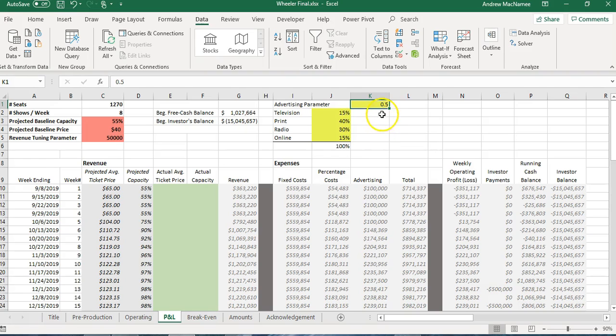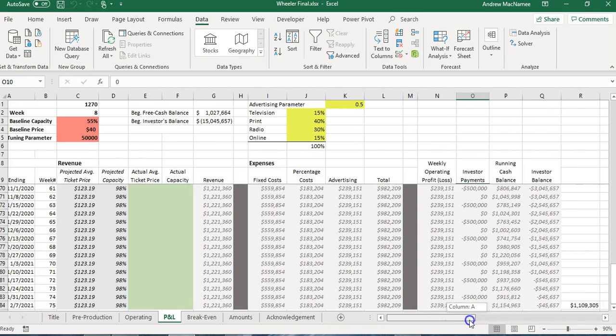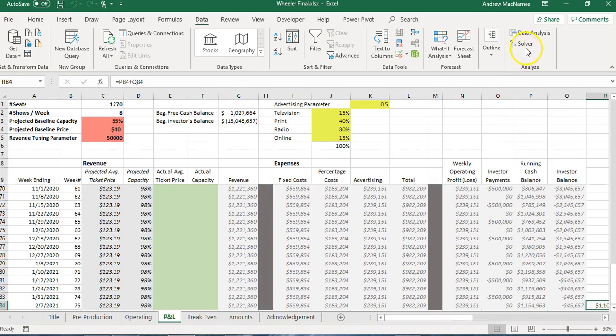So what we need to do is find the numbers for these yellow cells that maximize our weekly operating profit and loss. We can do this using Solver. The cell we want to maximize is our investor balance and our running cash balance combined. So I went ahead and entered in this final cell here, the running balance between the investor balance, the sum of those two. And that's the cell we're going to maximize.